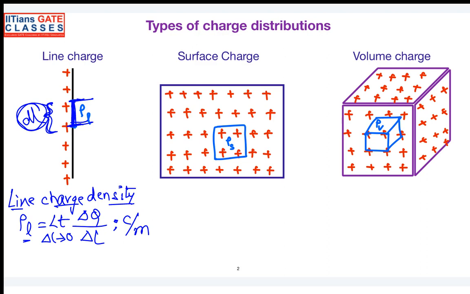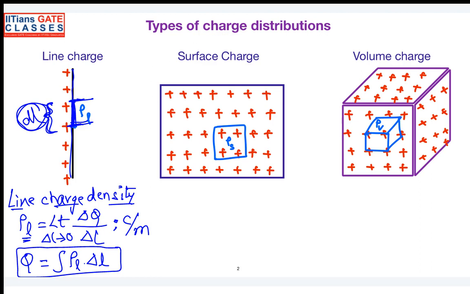Now, can you tell me what will be the total charge if we know the value of rho L? Suppose you know the value of charge density, how do you find the total charge present on the entire line? Rho L into the length of the line. Rho L into the total length of the line, right? In terms of integration, that will be straight away the integration of rho L into delta L. When you integrate the line charge density over the whole length, you will get the total charge present on the line.